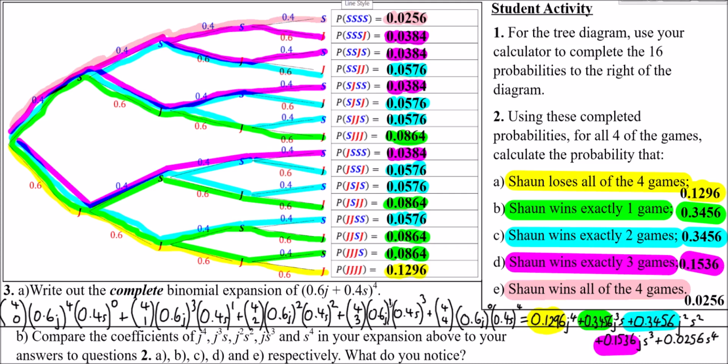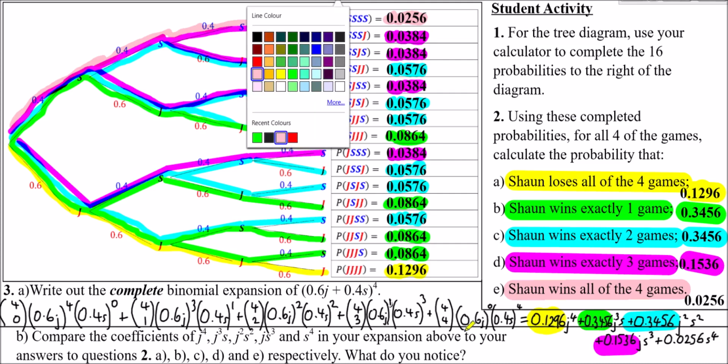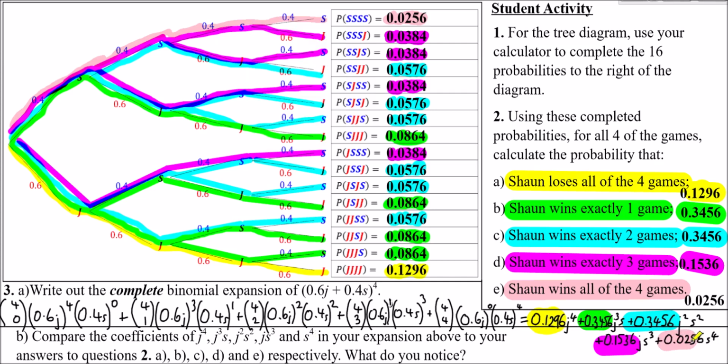And finally, again the same thing is the coefficient of s to the power 4, which is 0.0256, which is precisely what we had here. So in terms of what we notice, they are the same.